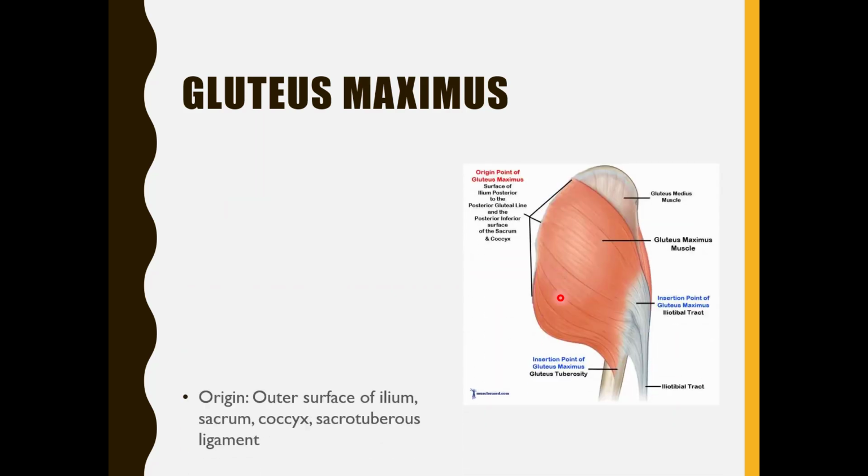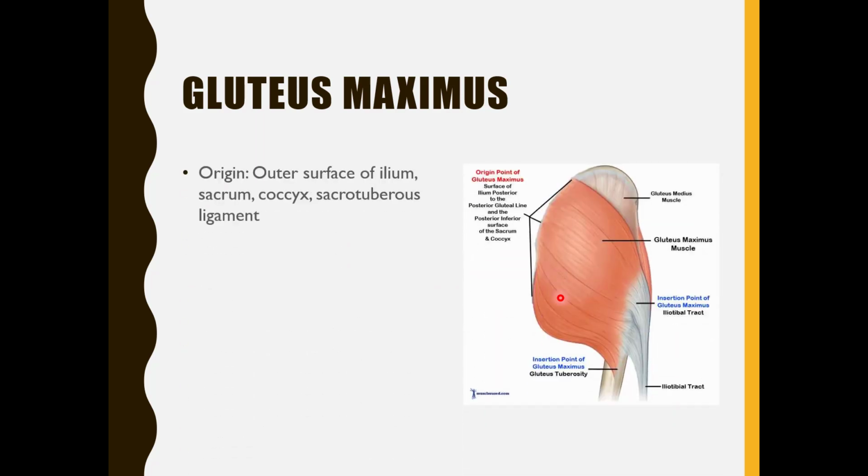Now we will discuss all muscles one by one. First of all, gluteus maximus muscle. It originates from the outer surface of the ilium and the sacrum, coccyx and the sacrotuberous ligament. It is inserted over the iliotibial tract. See here, this is iliotibial tract and the gluteal tuberosity of the femur. Okay, so it has two insertions. One is iliotibial tract and one is the gluteal tuberosity of the femur.